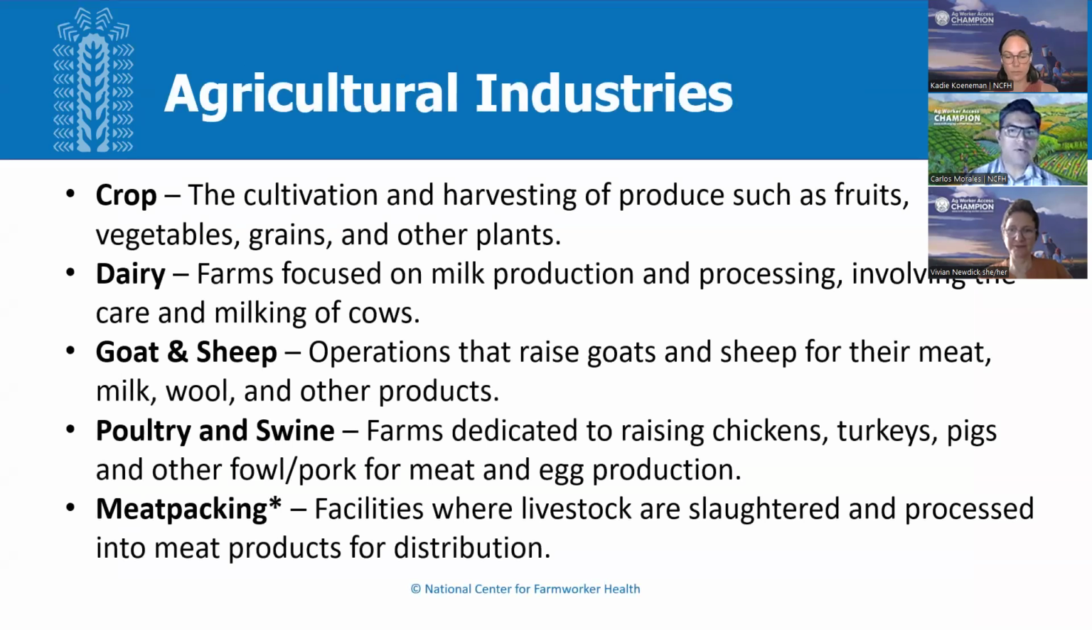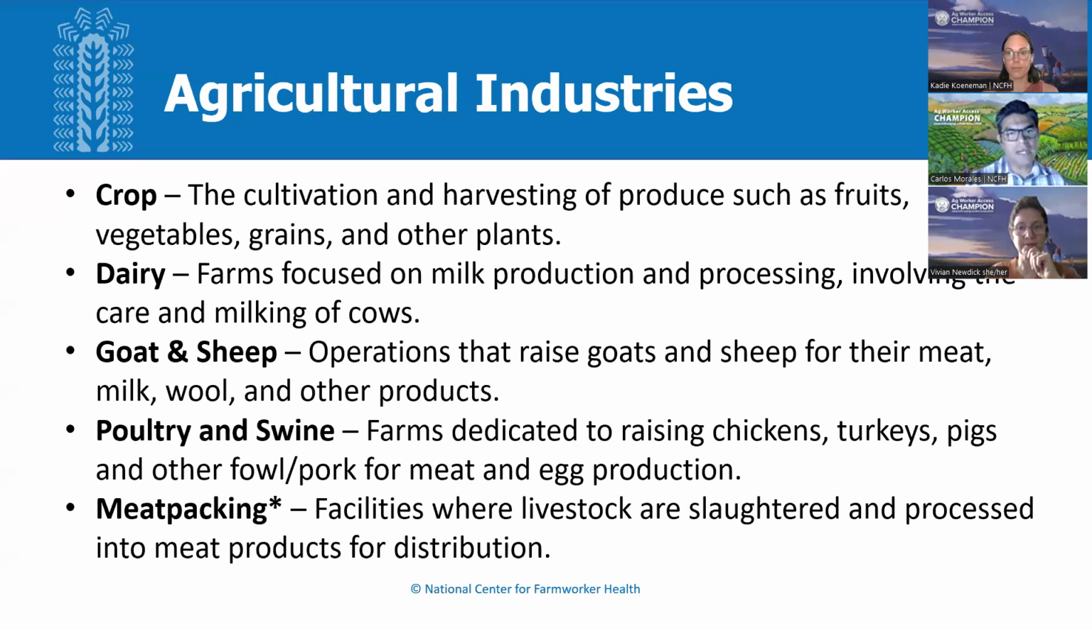So when we talk about agricultural industries, it's important to understand the differences among them in order to know exactly how to develop the strategies in which we are providing healthcare access to farm workers. So we'll start with the crop industry, which means the cultivation and harvesting of products such as fruits, vegetables, grains, and other plants.